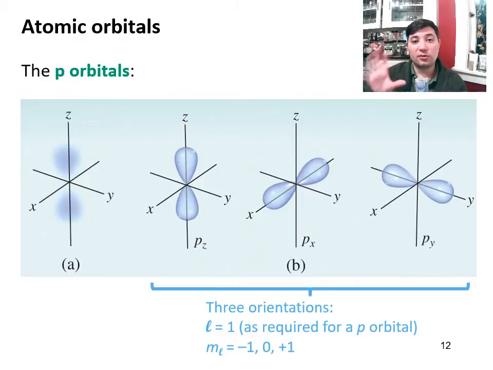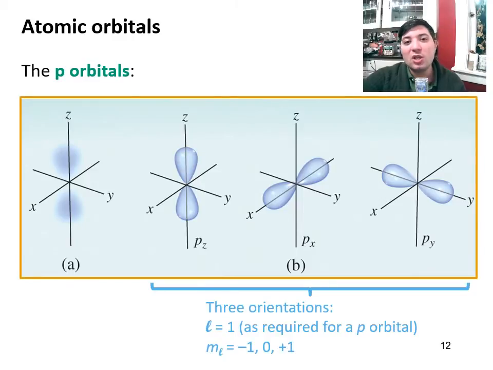These three orientations correspond to our m sub L value. Remember, p first appears at n equals 2. When n equals 2, the maximum L can equal is 1, and for a value of L equals 1, m sub L can be -1, 0, or +1. So that's three possible orientations, and we see those three orientations here with our p orbitals. You will want to know what these p orbitals look like and be able to identify them just by looking at them.